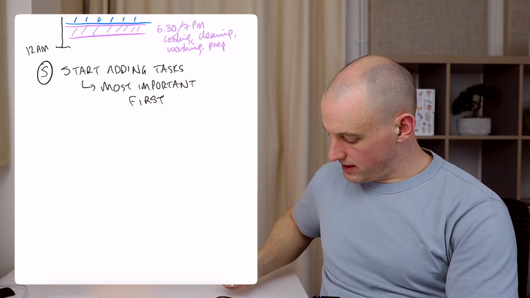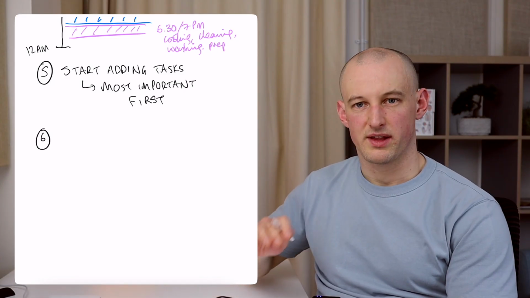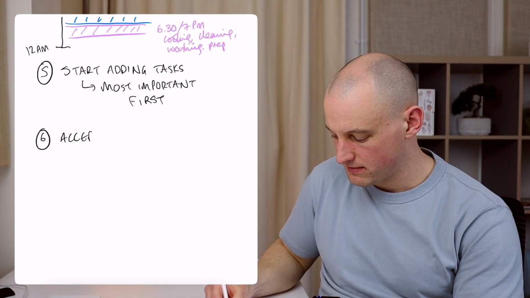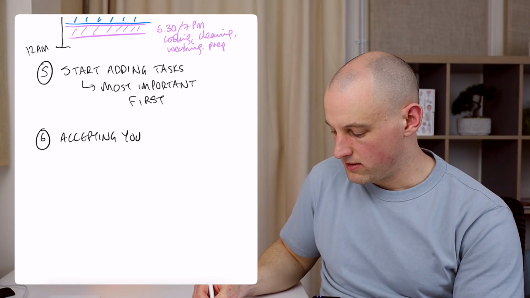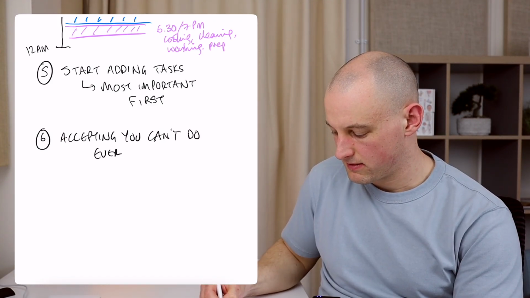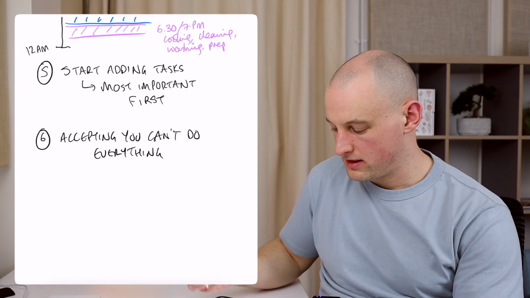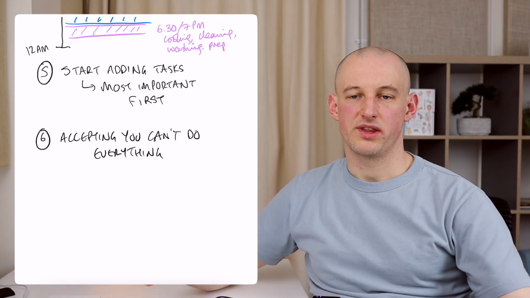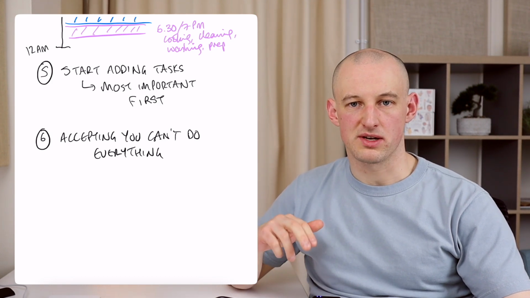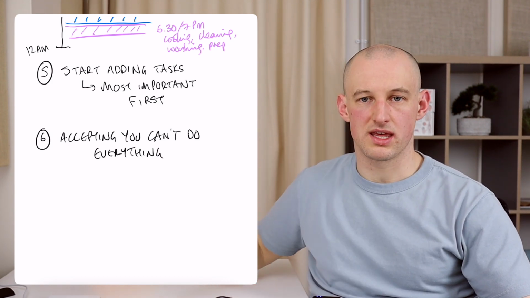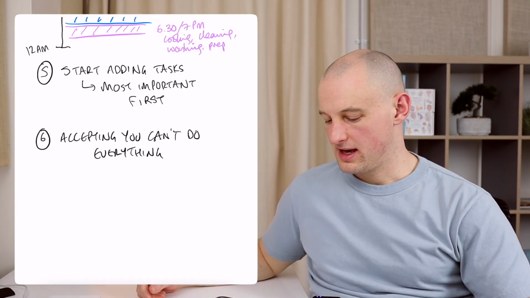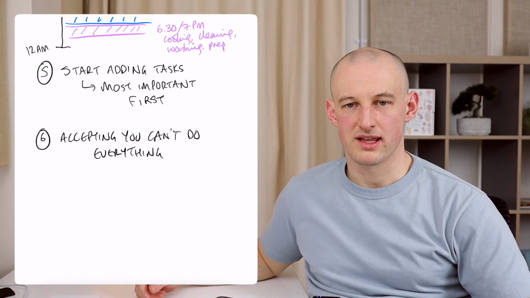So the final tip is accepting you can't do everything. So you're going to be limited. We only have so much time, we only have so much energy, we only have so many resources in order to do the things that we want to do. You're not going to be able to do everything in life. You're going to have other commitments.